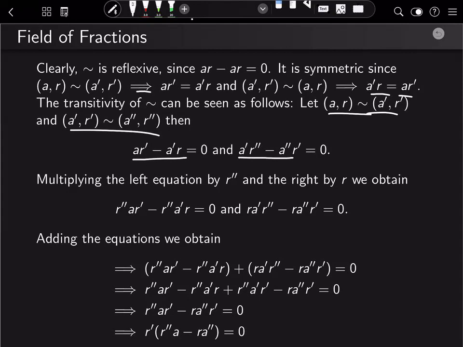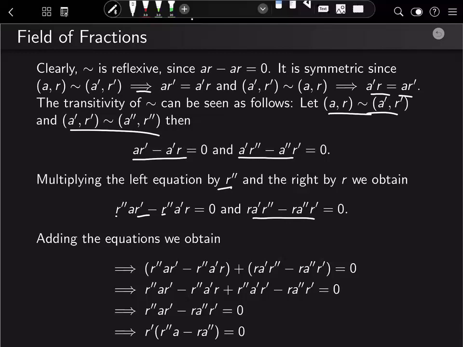Now, we're going to do some manipulations here. So we're going to multiply this left equation by r double prime, right? So we multiply our left equation here by r double prime, and we multiply the right equation by r, right? And then we add these two equations together.